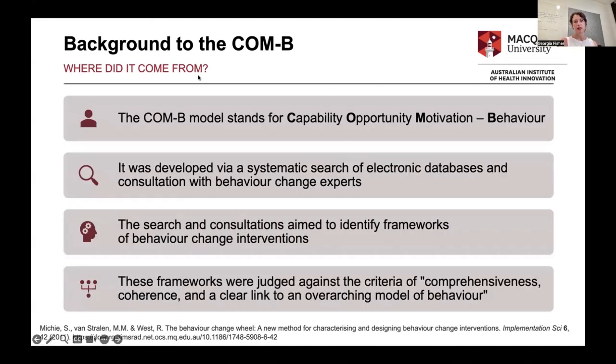Now, the COM-B stands for capability, opportunity, motivation, and how these interact with a certain behaviour. It was developed via a systemic search of electronic databases and consultation with behaviour change experts. And the search and consultations aimed to identify frameworks of behaviour change interventions. And then these frameworks were judged against a criteria of comprehensiveness, coherence, and a clear link to an overarching model of behaviour.